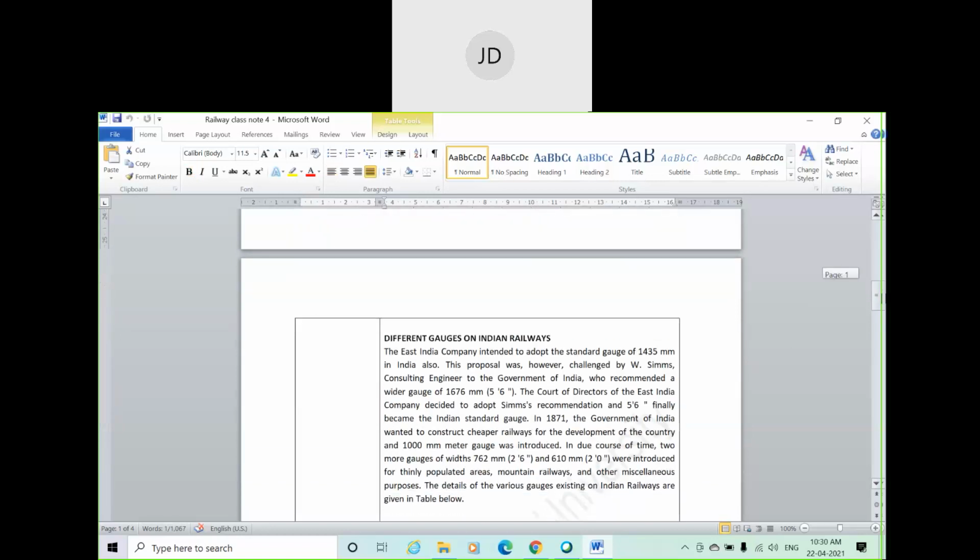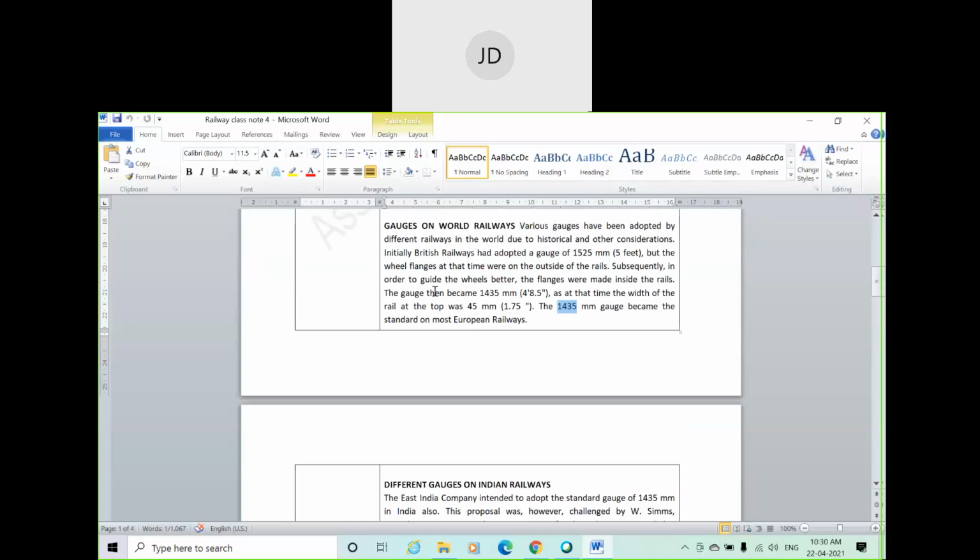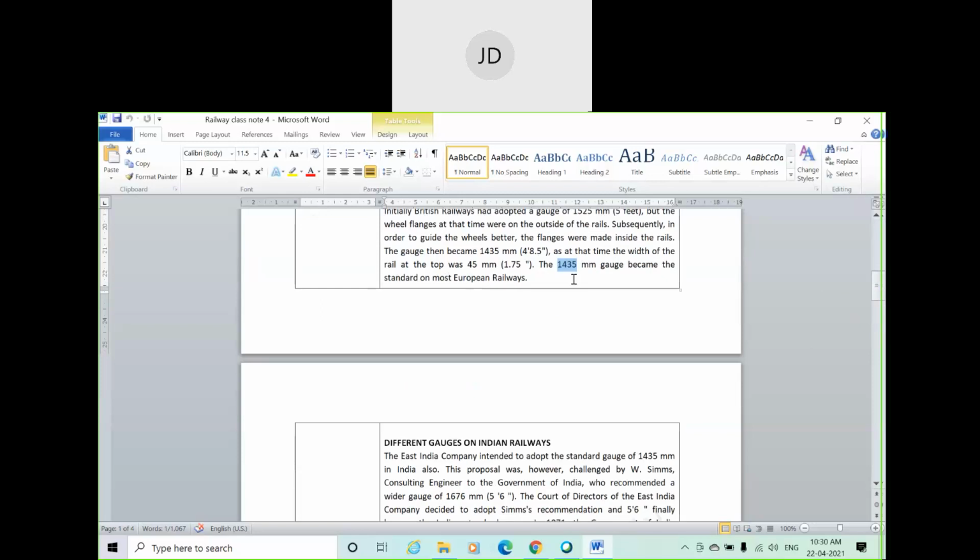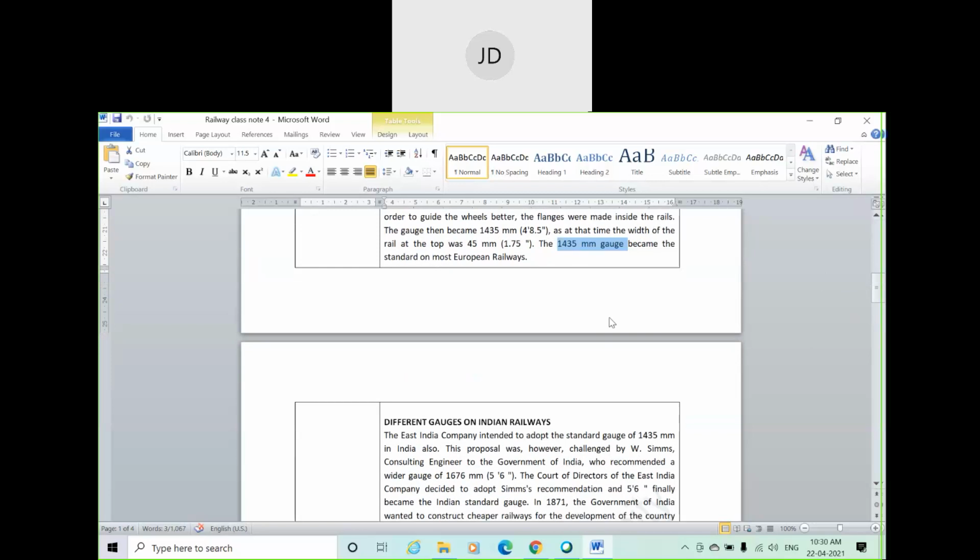So if I say in India, even in India we have different gauges. If you see the history, it started from British India, or you can say the East India Company. The East India Company intended to adopt the standard gauge of 1435 millimeter in India also, since it was proposed by the British Railway only. So the same gauge, 1435 millimeter, was used in India before independence.